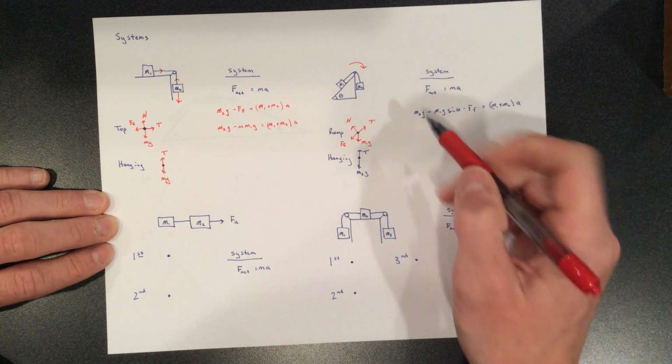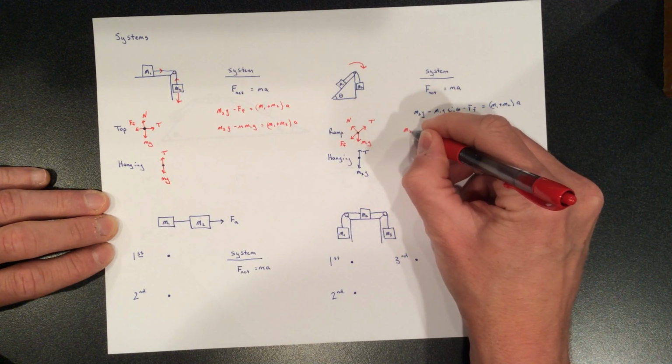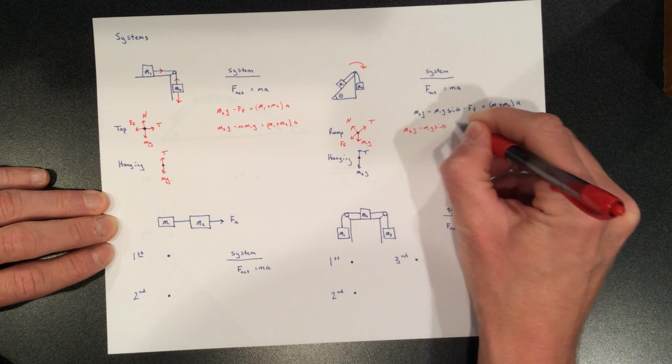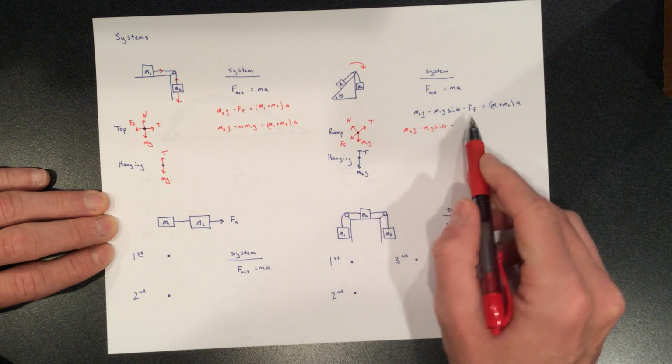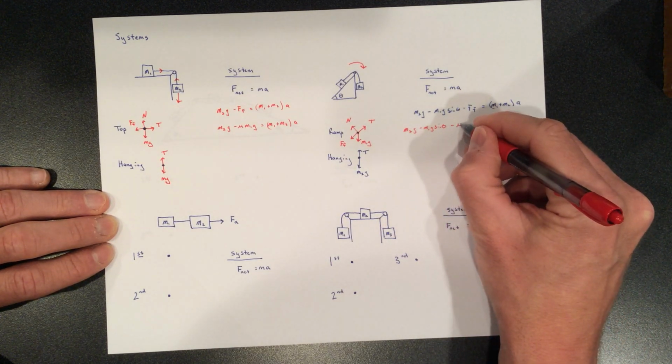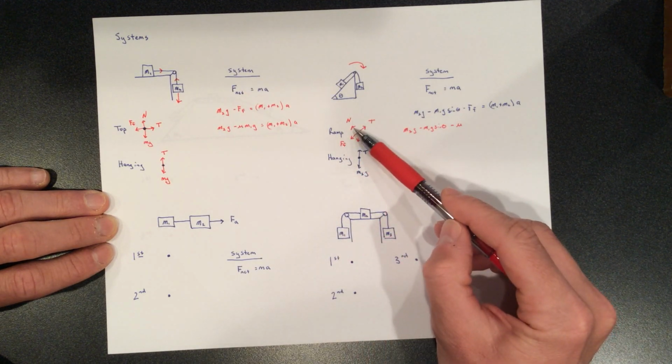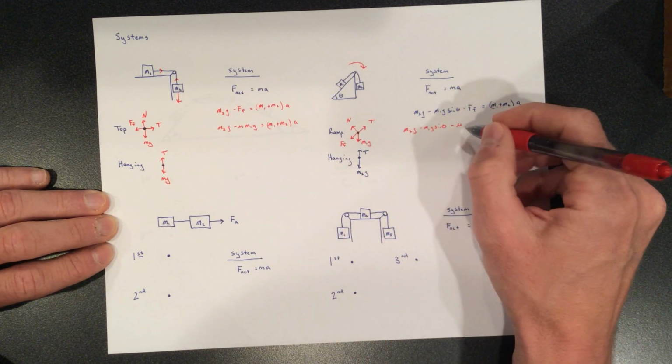And we're going to do the same thing over here. This is m2g minus m1g sine theta, and then what is the force of friction? The force of friction is mu times the normal force. Well, what's the normal force? And again, go back to the previous video. The normal force equals m1g cosine theta.